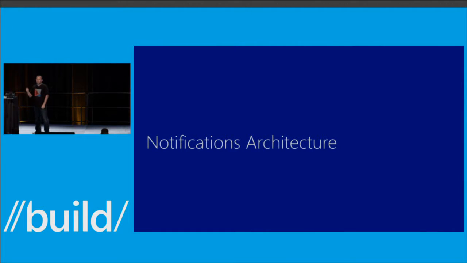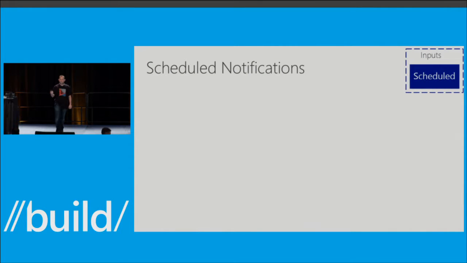So now let's talk a little bit about the architecture, about how all this stuff works. And we're going to start off talking about scheduled notifications. Now remember, this is one of the types of inputs you can have for notifications, and I'm going to talk about scheduled tile notifications specifically. The API is called Shell Tile Schedule. I'm not going to do a demo of this one today because I just didn't have time to fit it in the amount of time I've got.